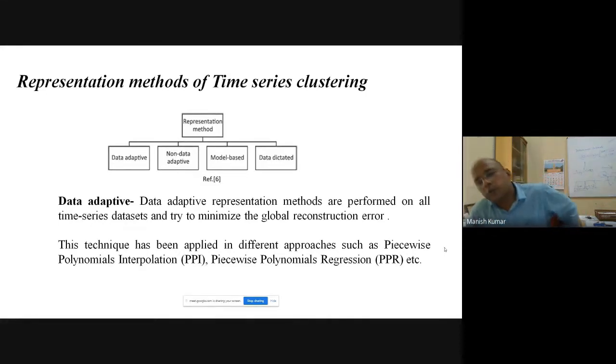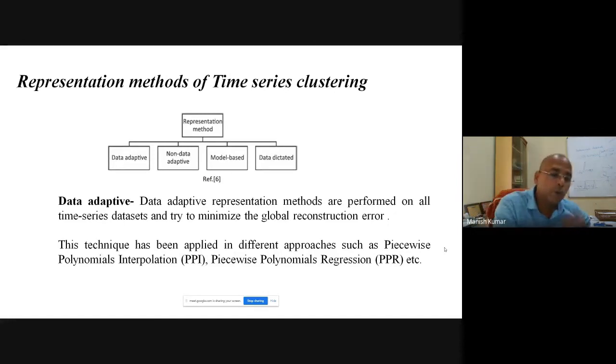Data adaptive methods are performed on all the time series data sets, and what we are trying to do is minimize the reconstruction error. We know that reconstruction error is nothing but the distance between the original data points and their projection onto a lower dimensional subspace. So you are talking about the distance between the original data points and their estimates. Very famous algorithms like piecewise polynomial interpolation or piecewise polynomial regression techniques are there.